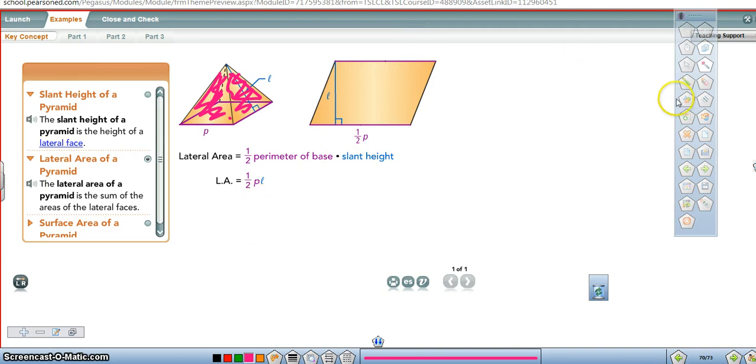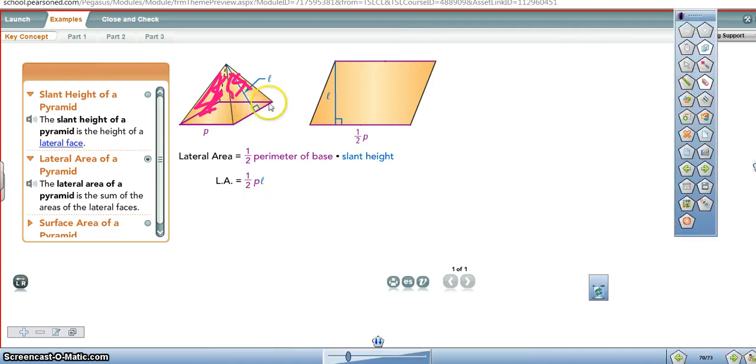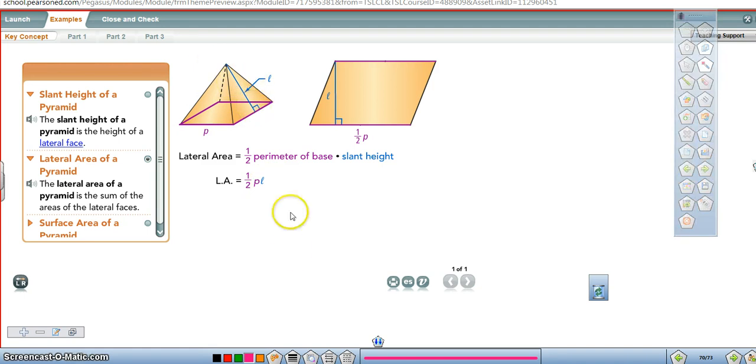Well, you can quickly find all 4 of these triangle sides by doing half the perimeter of the base times the slant height. Okay, so that would be helpful to have a good shortcut to be able to find all of these lateral faces, all of the ones around. And then if you want the surface area, you're going to have to also figure out what the base is.